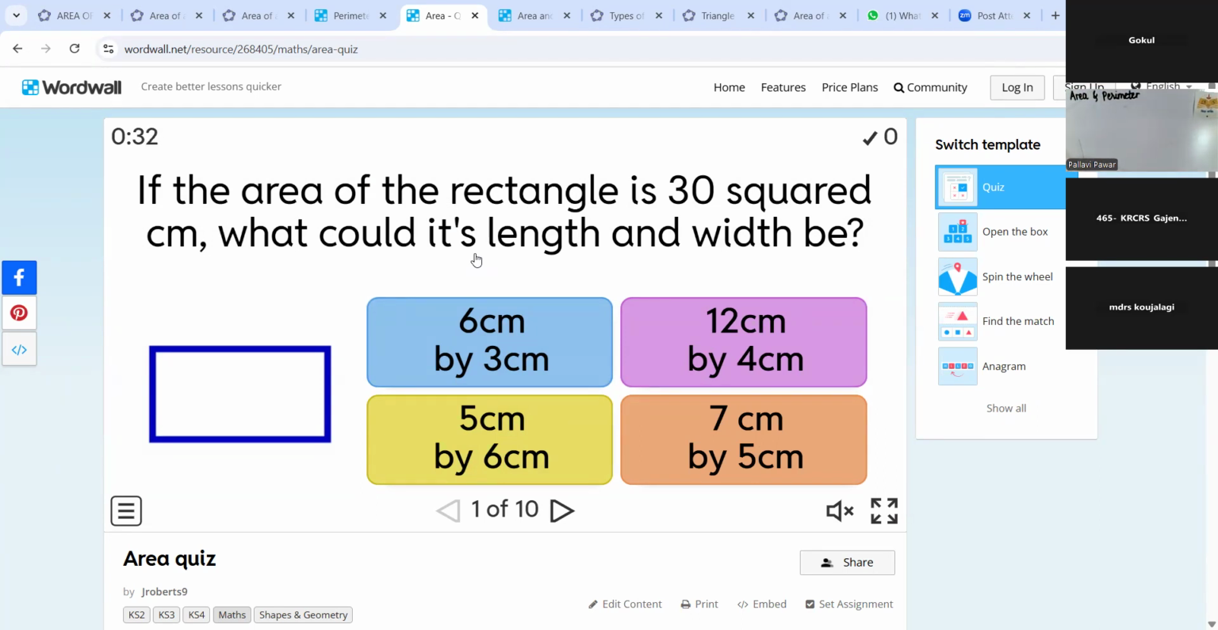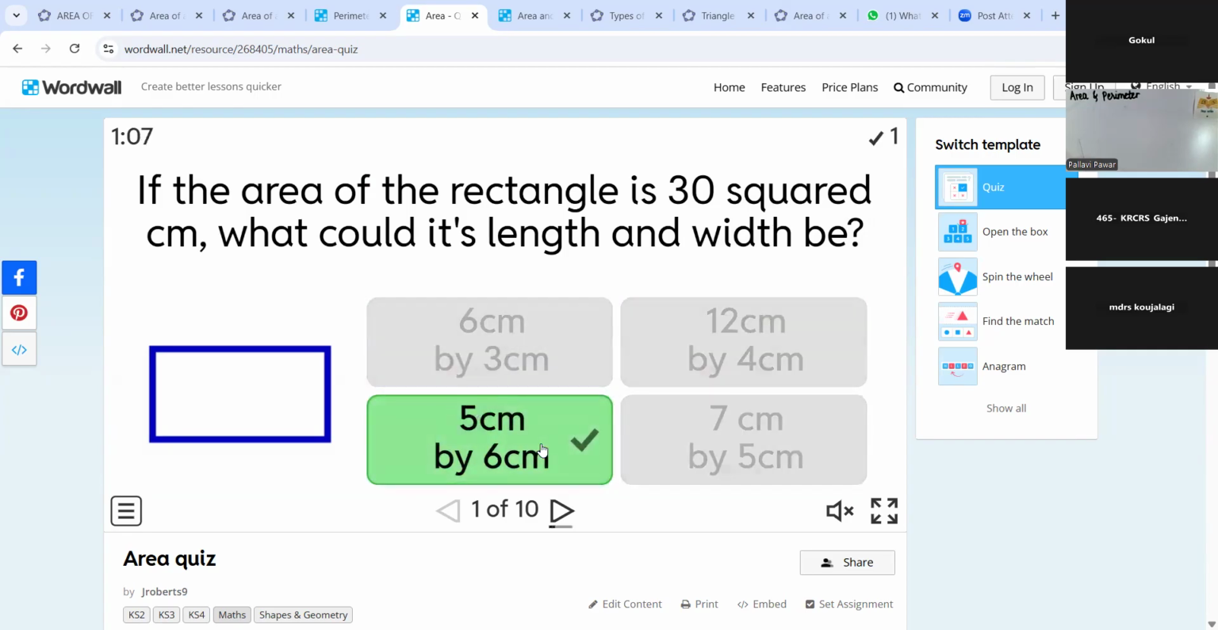So what does the area of a rectangle tell us? It is length into breadth. Now we don't know length and breadth, both. But what do we know? We know its area. It is 30 square centimeter. So tell me, in the given options, which of the measurements, if we multiply, gives us 30 square? That will be our right answer. So it is option C, because 5 into 6 gives us 30 square centimeter.